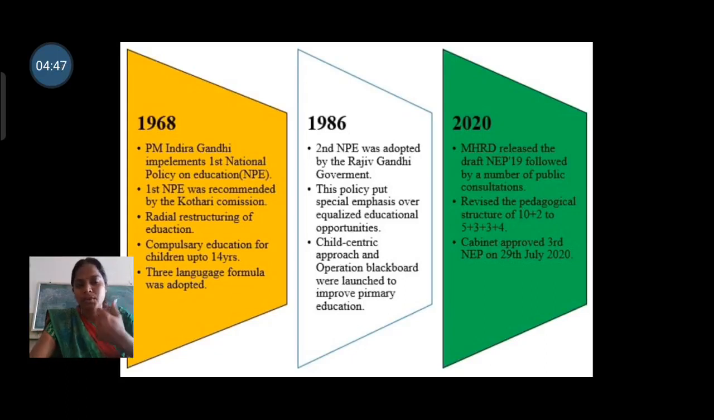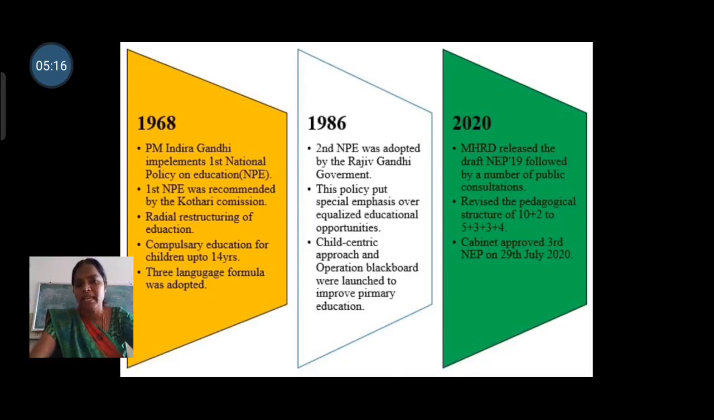What have we come through? The 10 plus 2 pattern, 10 years of schooling plus 2 years of higher secondary. That pattern is replaced in this NEP by 5 plus 3 plus 3 plus 4. So the 10 plus 2 schooling pattern is replaced by the 5 plus 3 plus 3 plus 4 pattern. This is the major point in NEP 2020.